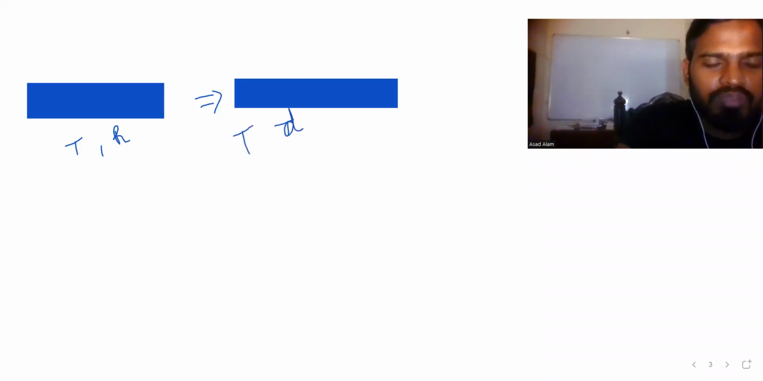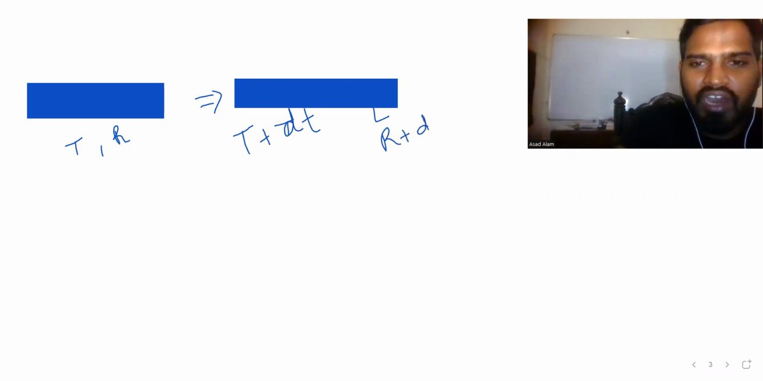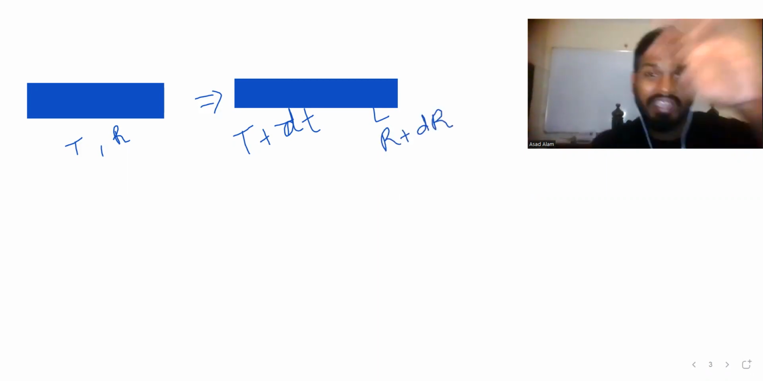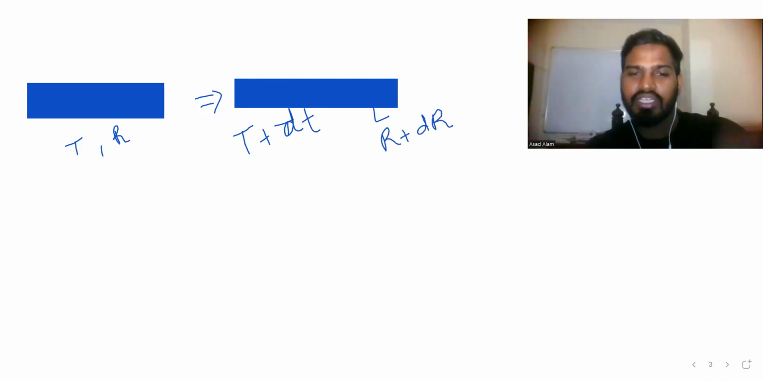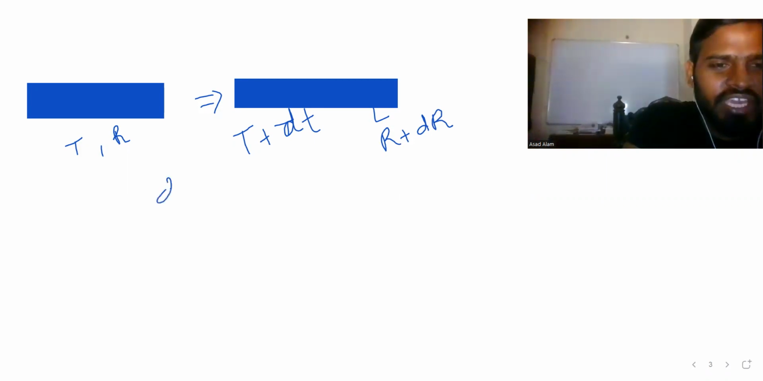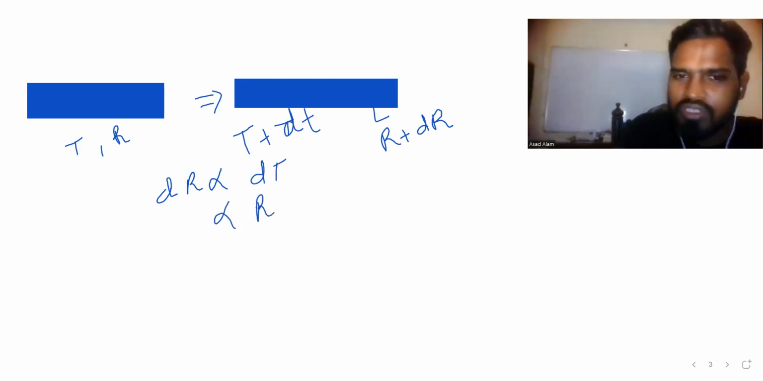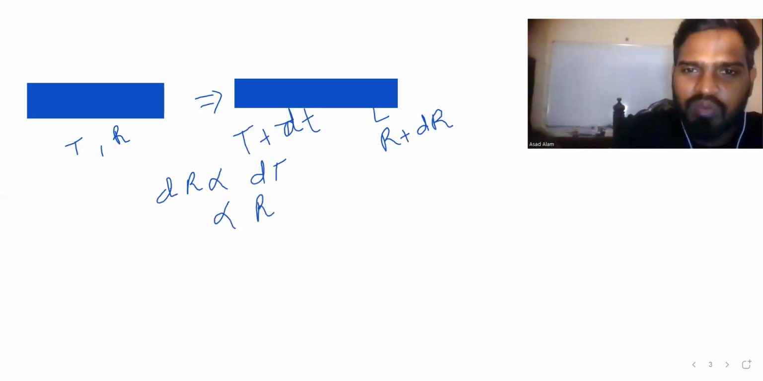So the temperature was T before. Now the temperature is T plus dT. Resistance, you know what happened? R plus dR. So by increasing temperature, resistance also increased. We can say the change in resistance depends upon dT, and of course the resistance. More resistance will be there, then only there will be more change.